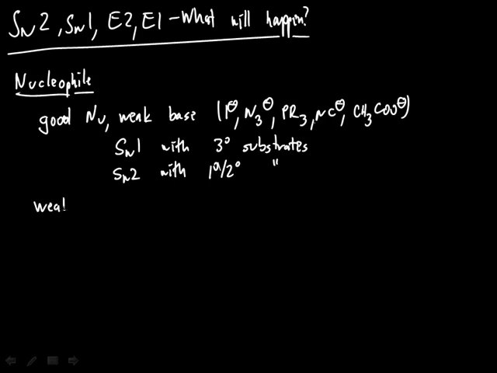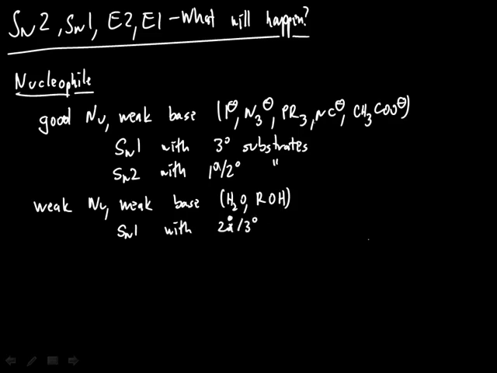But now if we have a weak nucleophile, which is also a weak base, and we've seen examples of these in water or alcohols, etc., then we will still get SN1 reaction with secondary and tertiary substrates. Again, because in these cases we can form a cation, and once we do that, the nucleophile doesn't really matter. And we will get some minor E2 reaction as well, and minor E1 reaction as well.